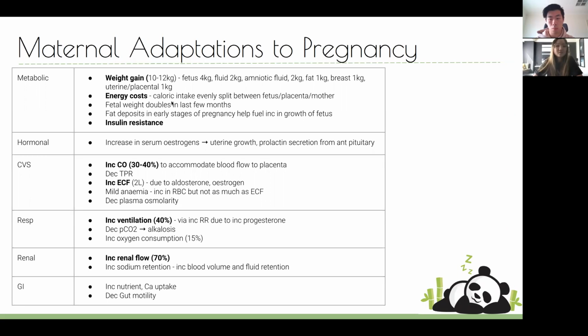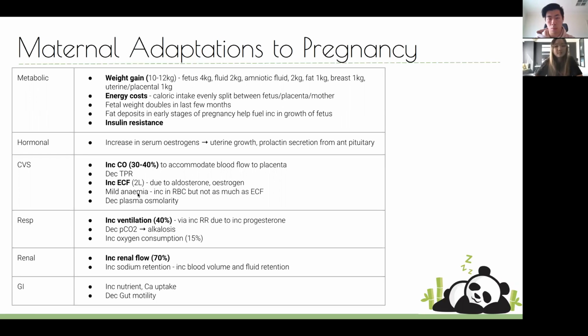Energy costs are evenly split between the fetus, placenta, and mother. So she's going to be hungry. You get insulin resistance. Not lots, but many women will get insulin resistance or gestational diabetes. You have a change in your hormones. You have an increase in cardiac output because you have to pump more blood around the body to get to the placenta and the baby. You have a decrease in total peripheral resistance. You have an increase in extracellular fluid due to the estrogen and aldosterone.